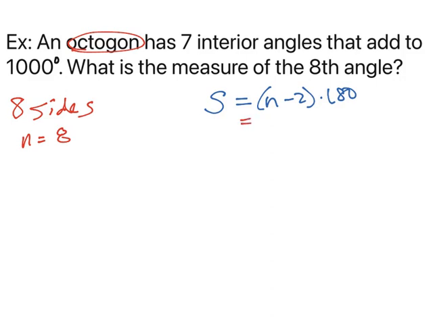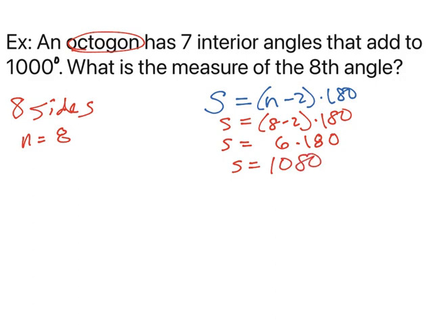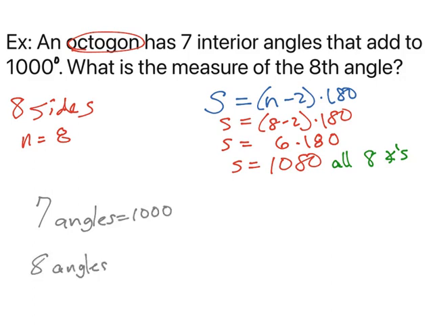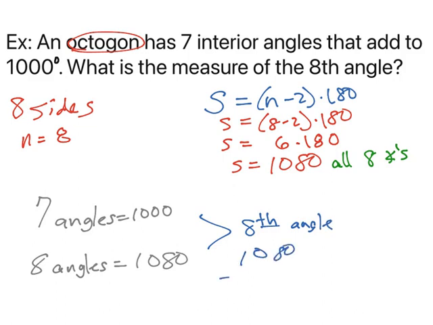Okay, so n is 8. So 8 minus 2 times 180. Well, 8 minus 2 is 6. 6 times 180 is 1,080. So all 8 angles will add up to 1,080. I think we figured it out. So if 7 angles equal 1,000 and 8 angles equal 1,080, then the 8th angle is 1,080 minus 1,000, which is 80 degrees. That is the last one, the one that we're missing.